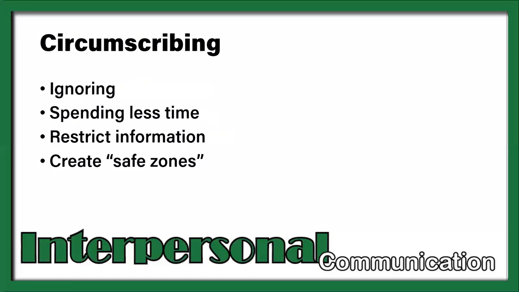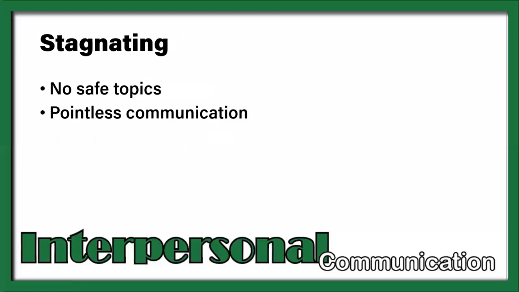Once you go to circumscribing, the next step is stagnation, and stagnating relates to no safe topics. So we've gotten to the point where we don't really have a safety zone. We don't really have a place where we feel good. Maybe you feel trapped or resigned to the situation, realizing that maybe it's not going to go forward. A lot of times the feelings have just changed. You don't feel what you felt before, so that doesn't make it pleasant for you anymore.